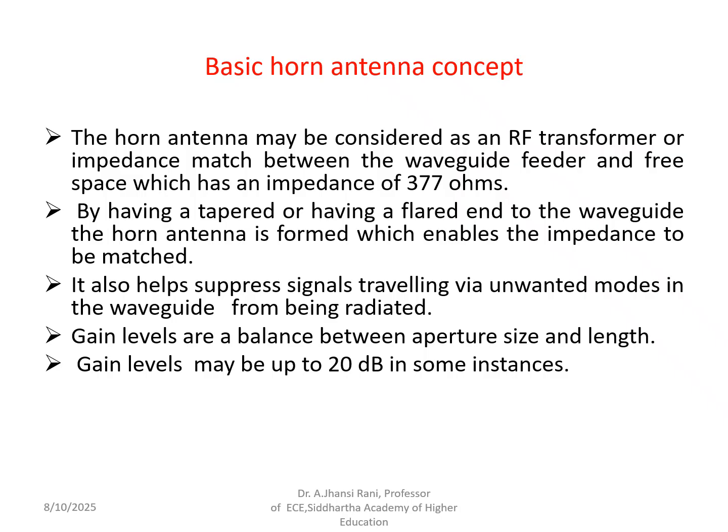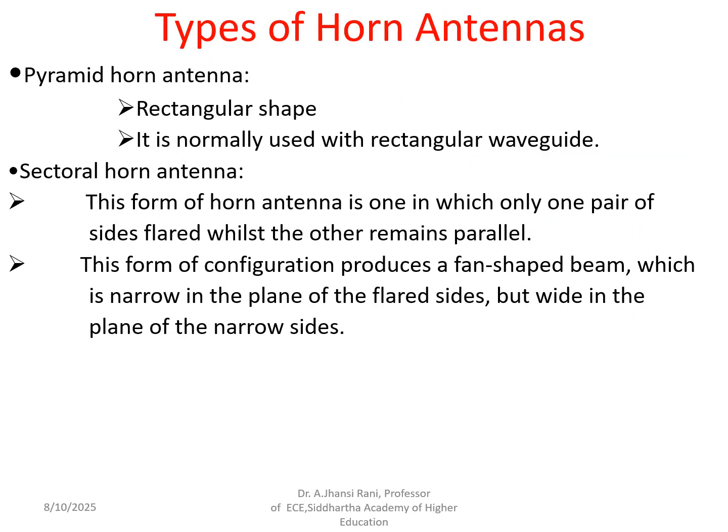Gain levels are balanced between the aperture size and length, which mainly determine the gain, and we can get a gain of up to 20 dB. There are pyramidal horns and sectoral horns. The pyramidal horn has a rectangular shape and is normally used with a rectangular waveguide. In the sectoral horn, only one pair of sides is flared while the other remains parallel. That is, in the E-plane sectoral horn, it is flared out only in the E-plane direction.